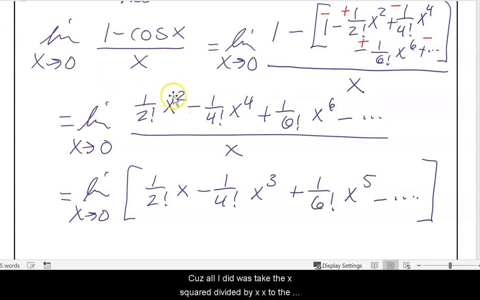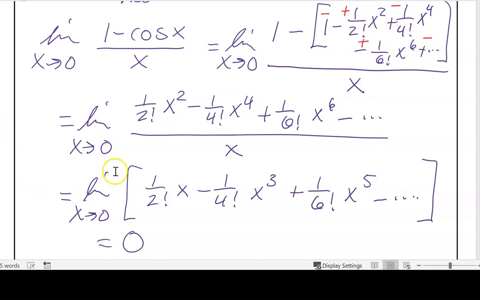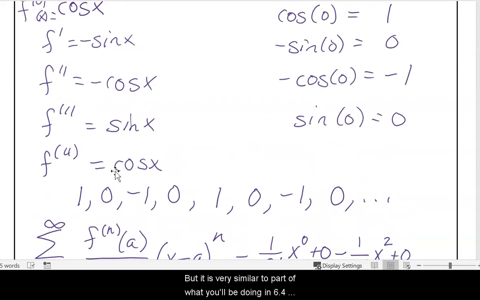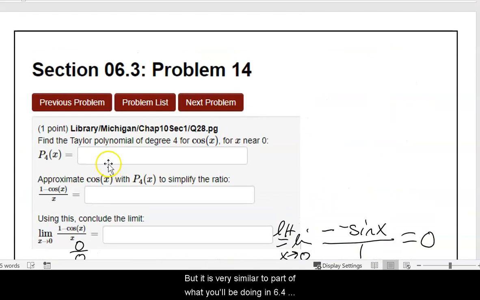All I did was take the x squared, divide by x, x to the 4th, divide by x, x to the 6th, divide by x again, and then plug it in again. Only now every single term has at least one x factor, and x is going to 0, which means I get 0. And that's another proof that it comes out to be that way. So this is problem 14. But it is very similar to part of what you'll be doing in 6.4.